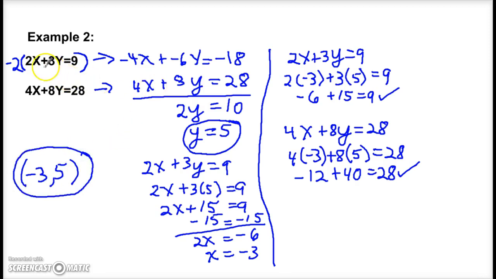Now remember, this one worked out because I could easily see what to multiply by so that I could make the coefficients of the x be exactly the same except with opposite signs. Let's look and see how that works in a problem that's a little more challenging.